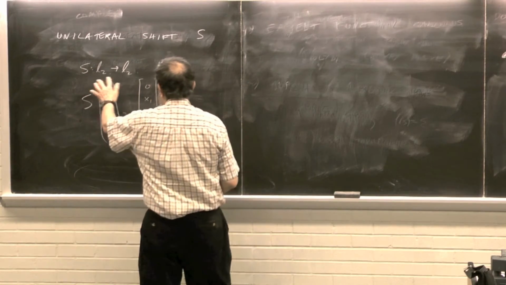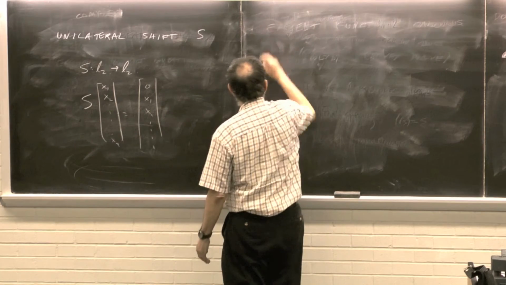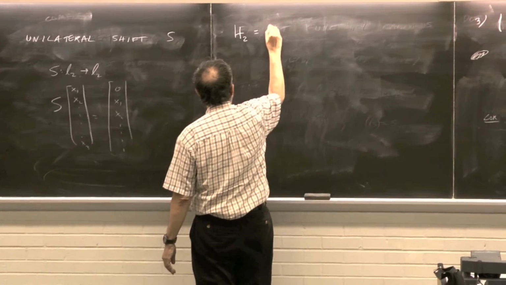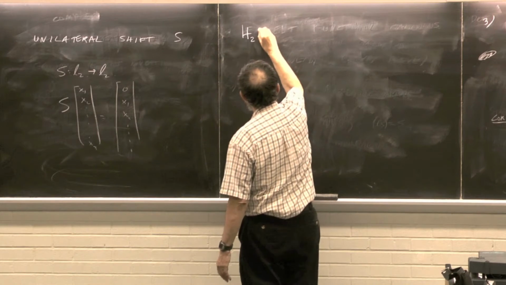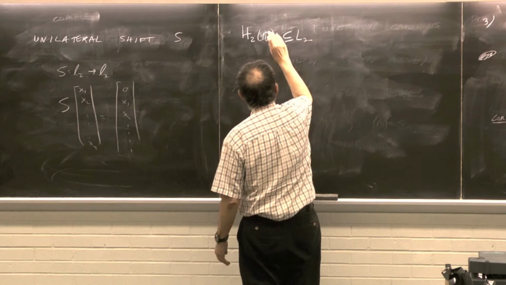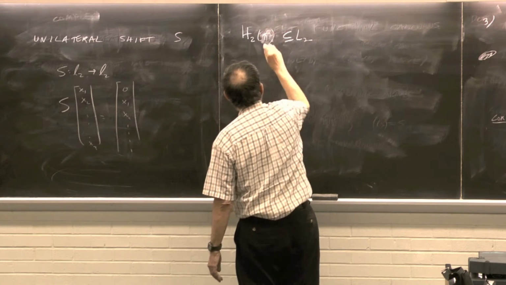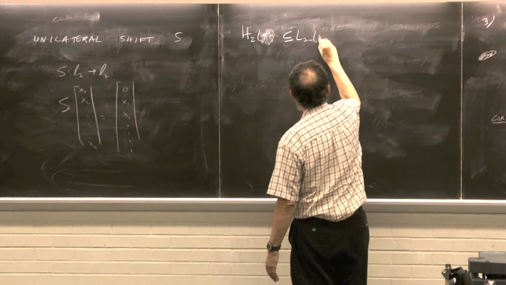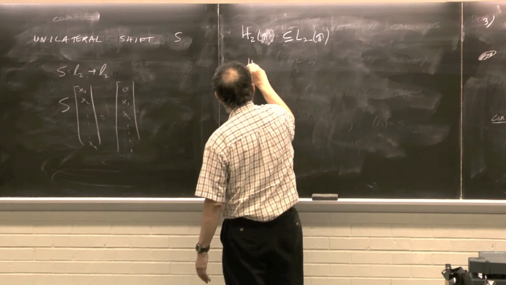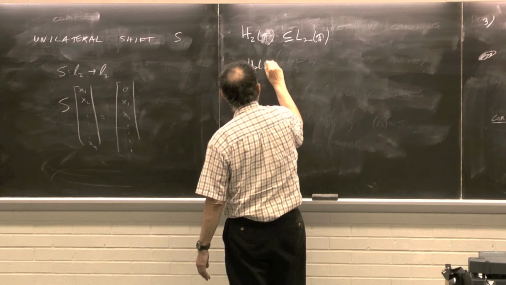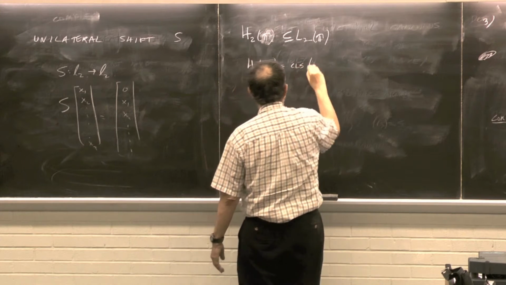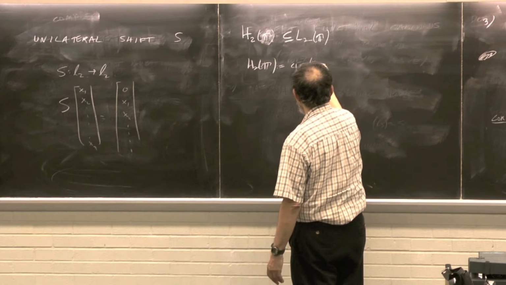The way we're going to look at this is to define a Hilbert space H2. It's contained in L2 of T. The easiest definition is that it's the closed linear span of all the positive powers of Z.